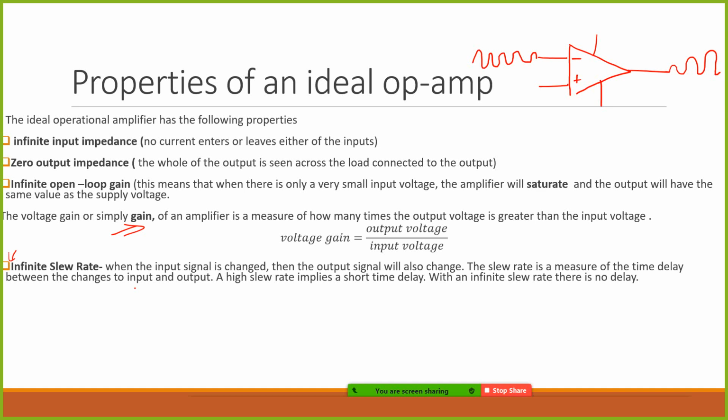Now it says that the voltage gain, or simply the gain of an operational amplifier, is a measure of how many times the output is greater than the input, right? So if you were to define the gain of an operational amplifier, it's really how many times the output is larger than the input signal. Because remember that it is the output signal that is being amplified, and you want to know how many times that has been amplified. So to find that, you just divide by the input, right? And that will tell you your voltage gain.